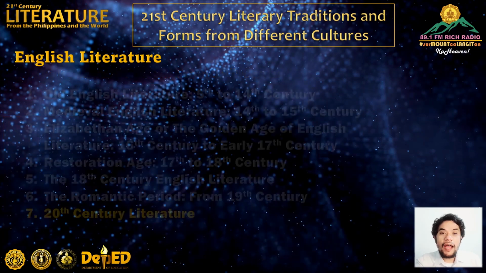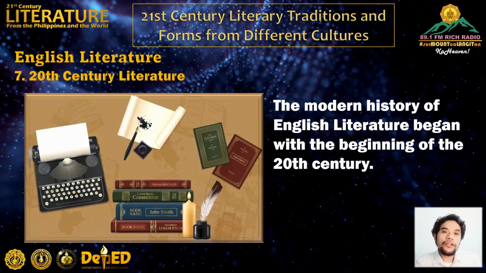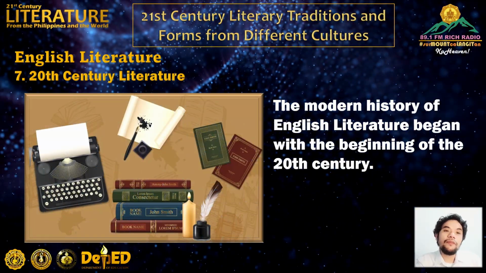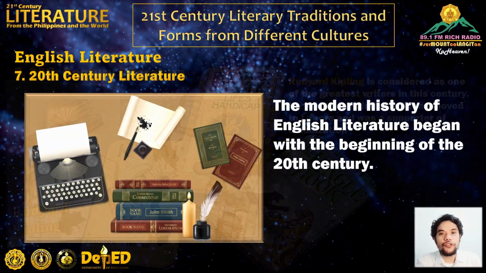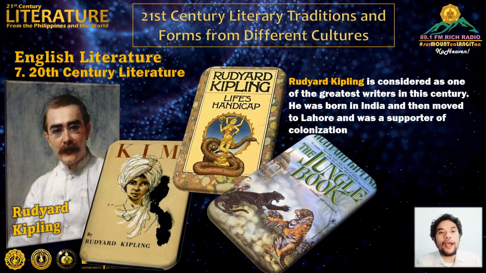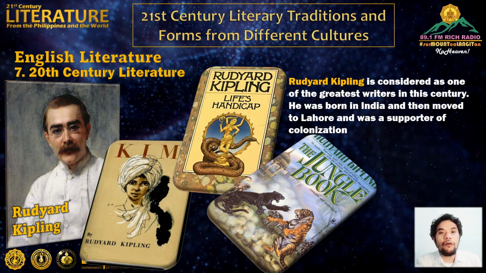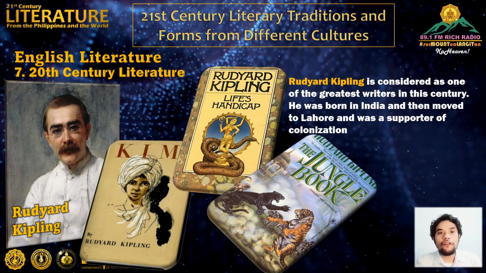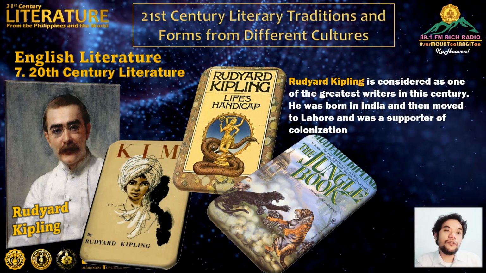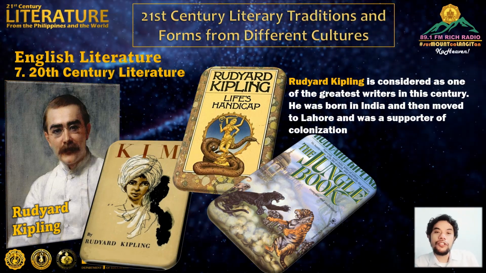And we are now down to the 20th century of English literature. The modern history of English literature began with the beginning of the 20th century. Rudyard Kipling is considered as one of the greatest writers in this century. He was born in India and then moved to Lahore and was a supporter of colonization. His main works include Kim, Life's Handicap, apart from the significant book, The Jungle Book.